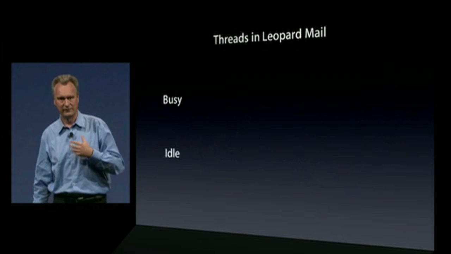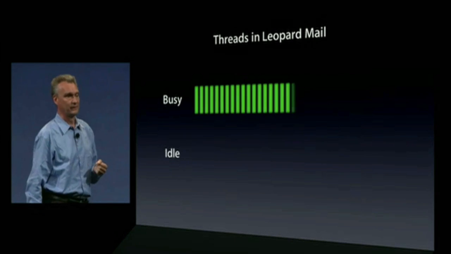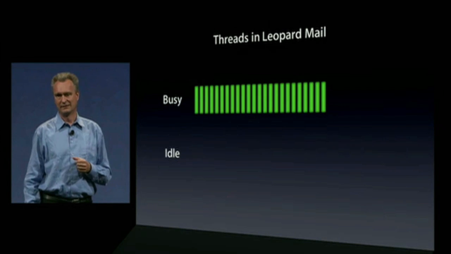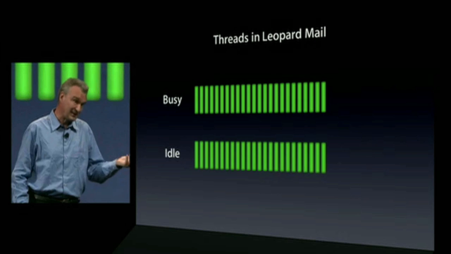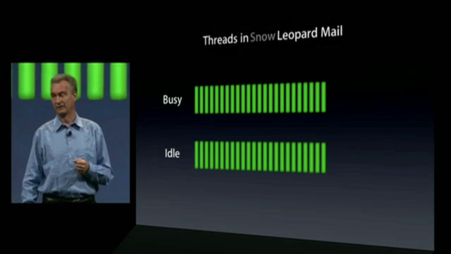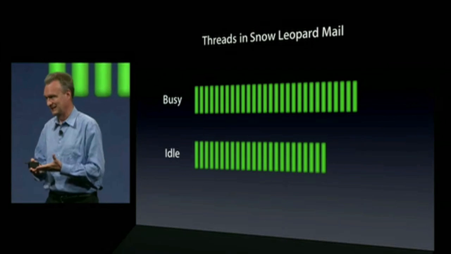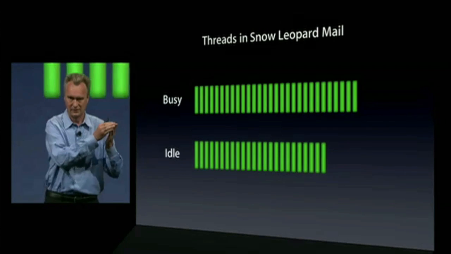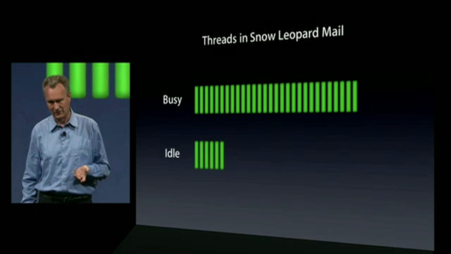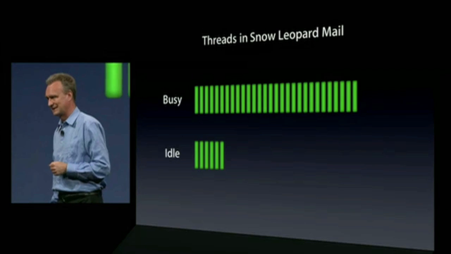Let's look at threads in Leopard for, say, the mail application. When mail is busy, it has a certain number of threads. And when it's idle, it actually keeps pretty much all those threads. In Snow Leopard, when mail is busy, it actually uses more threads to take advantage of the multi-cores. But when mail is idle in Snow Leopard, all those threads go away, giving back resources to the system.